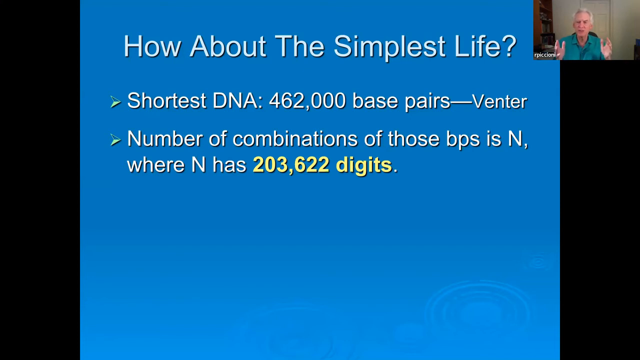And how big is the number of amino acid sequences that it can define? It's a number that is so great that it's very difficult in the English language to tell you how big it is. And I think perhaps the best description is this number has 203,622 digits. The number is not 200,000. The number has 200,000 digits. If you wrote the number out, it would fill an entire book. That's how complicated the DNA of the simplest form of life is.